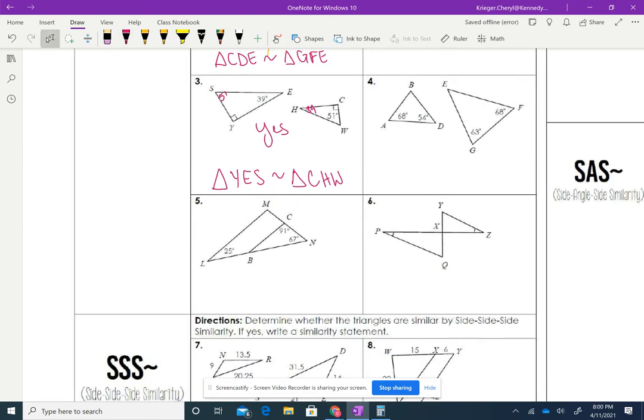So number 5. Let's see. We got a little bit of work to do here. Okay, two triangles. One's overlapping. I can figure out B. And hopefully that portion of B is 25. But we'll see.